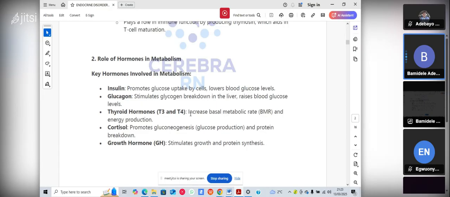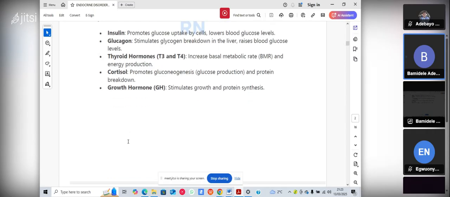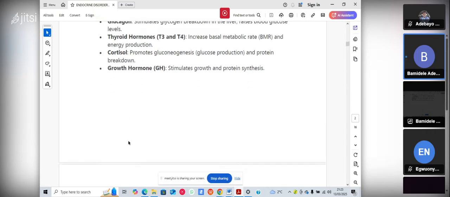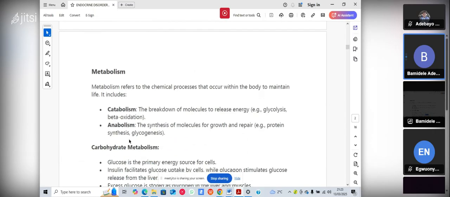Then we have cortisol. We talked about the adrenal cortex. It promotes glucose production and protein breakdown. We talked about growth hormone, which is self-explanatory. It helps to stimulate growth.